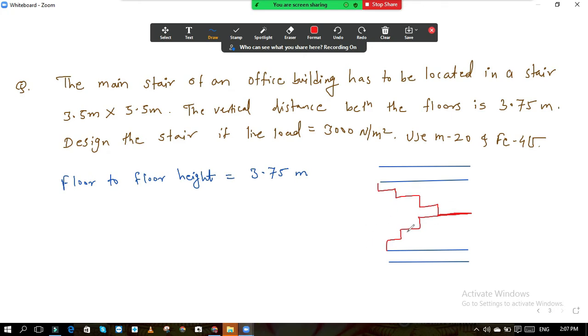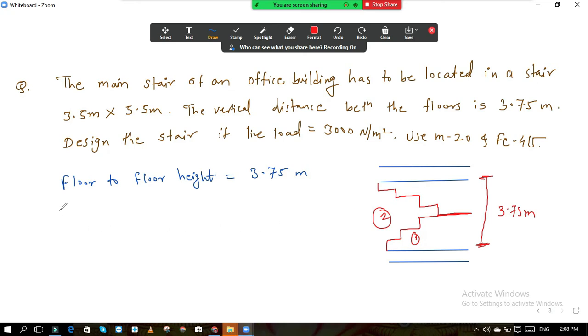This is the stair. You will go like this. Okay, you start walking from here. Step number 1, 2, 3. You will go to the mid landing, and then you climb steps 4, 5, 6, and then you go to the next floor. So this floor to floor height is given as 3.75 meter. Okay, so for a dog-legged staircase, in the floor to floor height, how many flights are there? Two flights are there. This is one flight. Okay, and this is the second flight. So two flights are there.